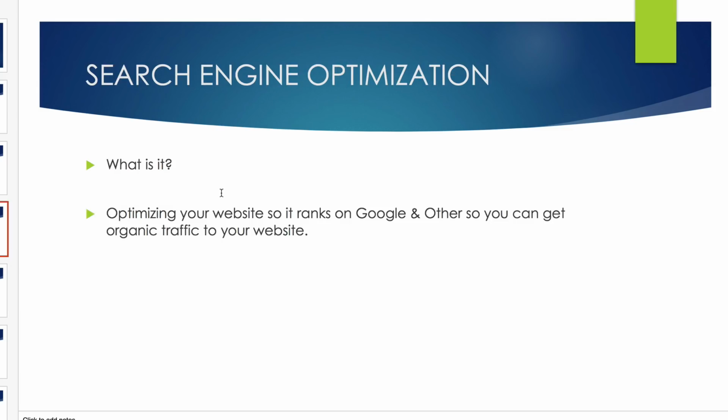Right, so what is SEO? Search engine optimization. It basically means optimizing your website so it ranks on the search engines, for example on Google and Bing and other things like that, right? So that you can actually get organic traffic to your website.